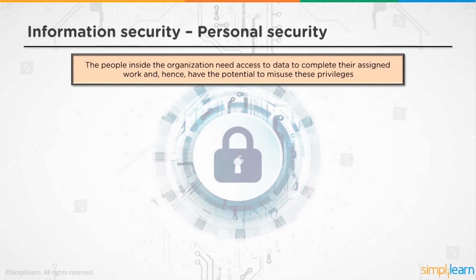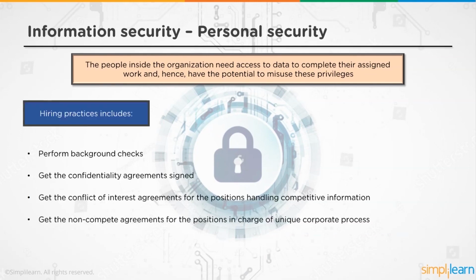Then comes personnel security. The people inside the organization need access to data to complete their assigned work and hence have the potential to misuse these privileges. And thus, you should have personnel security as well. Now, when we talk about hiring practices for people, most organizations perform background checks, and we get confused why these background checks are being done.